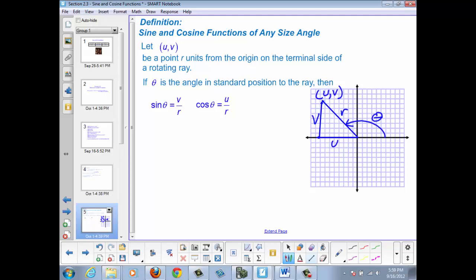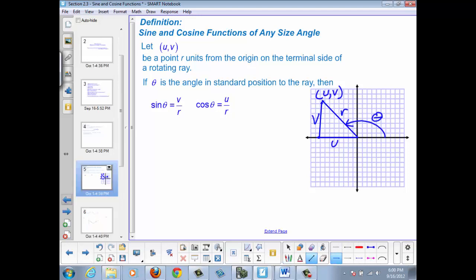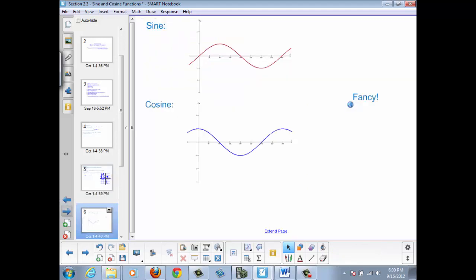So if we are going to calculate the sine of theta, that angle that we've drawn here, it would be defined by the vertical distance over r, and the cosine would be the horizontal distance away from the origin over r. If we rotate r around the origin, you can see that our horizontal distance and our vertical distance will change even if r remains constant. If we track that, we'll see graphs that are created that look like this.